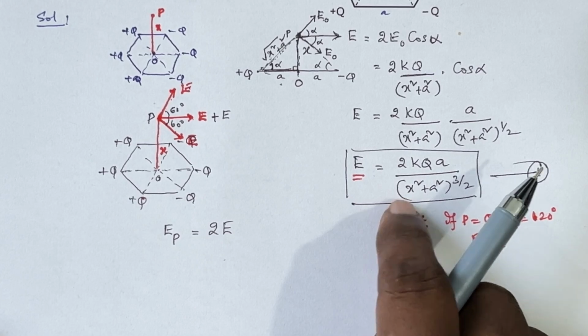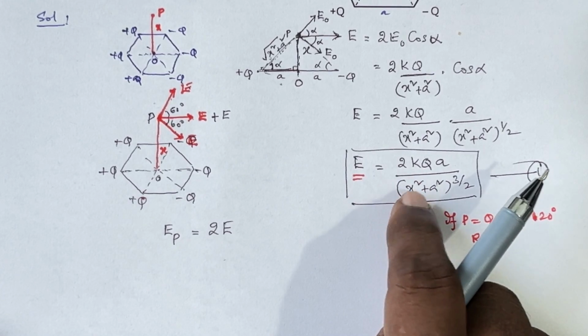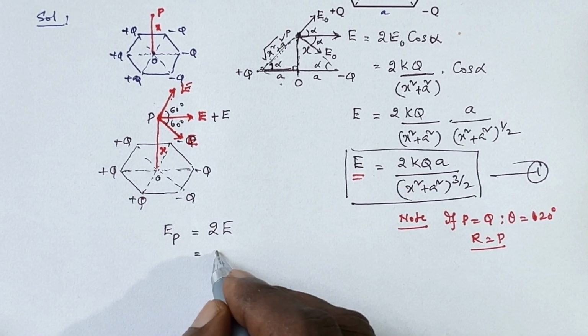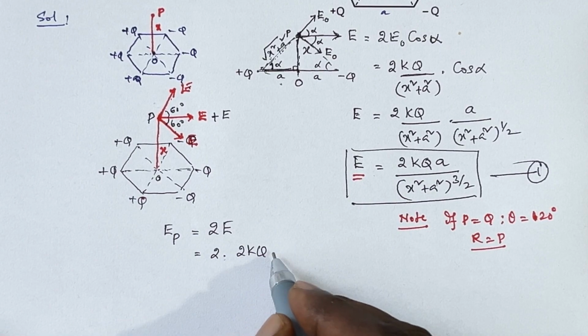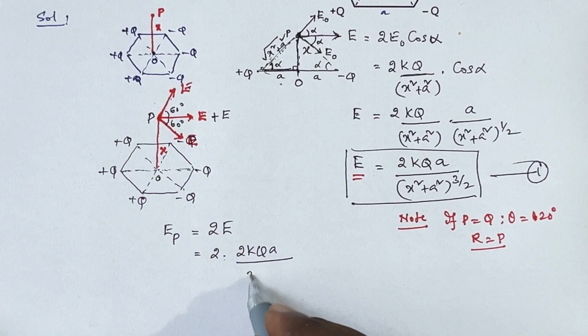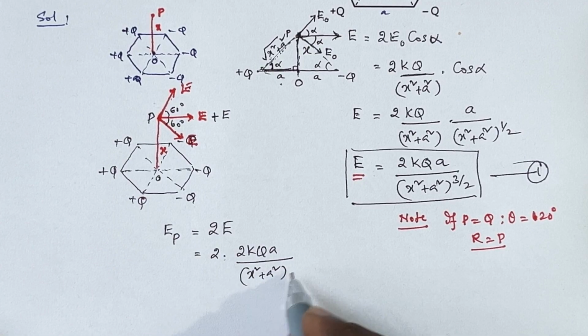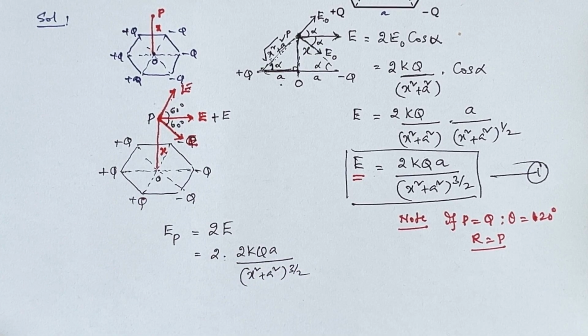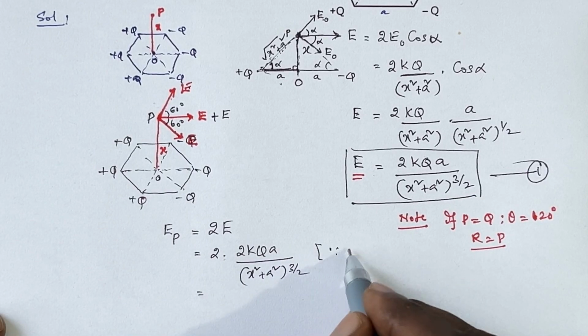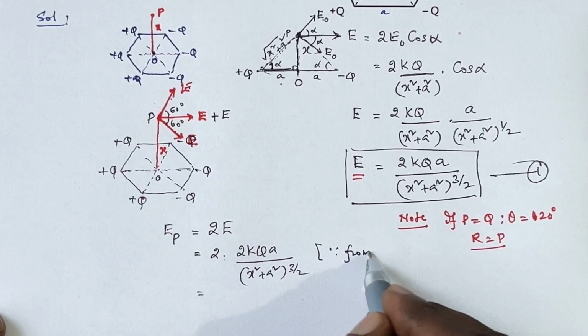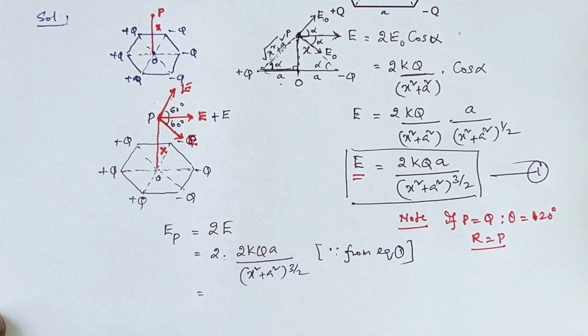This E value we have already derived. So this value I will substitute here. 2 into E value, 2kq a by x square plus a square whole power 3 by 2. Now let us apply the condition. This is since equation 1. Now what the problem is saying is that x is very much greater than a.